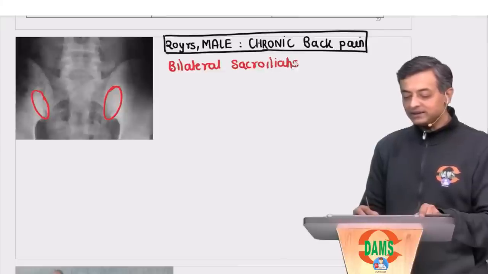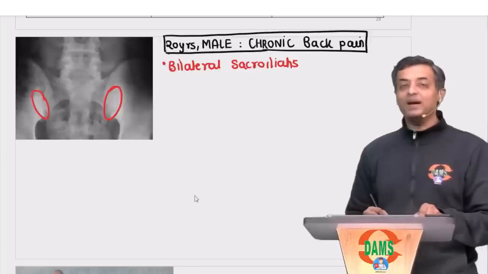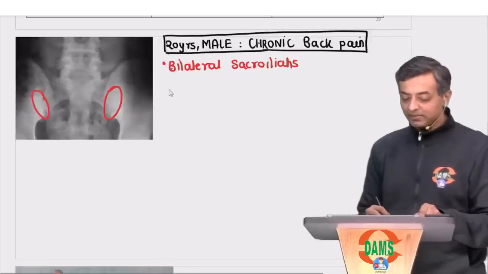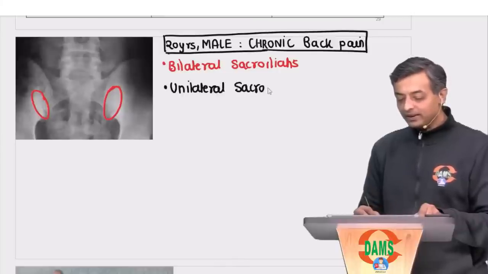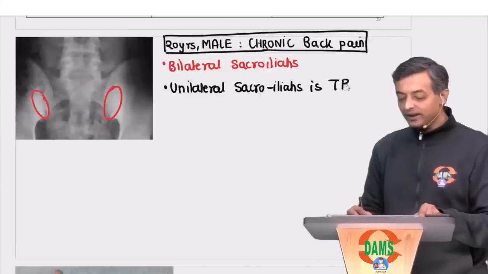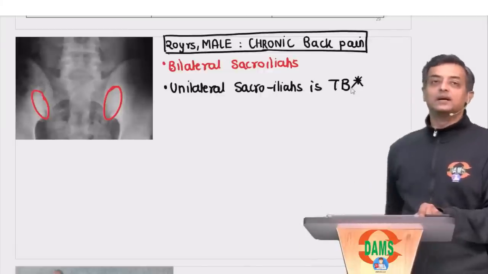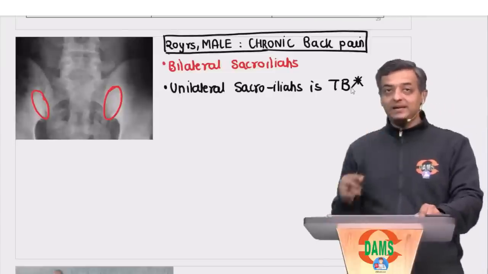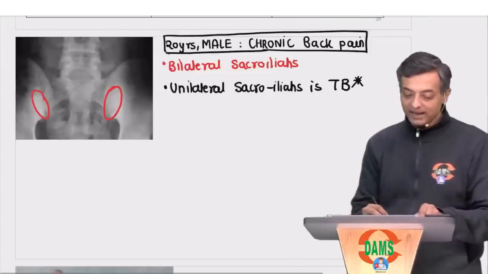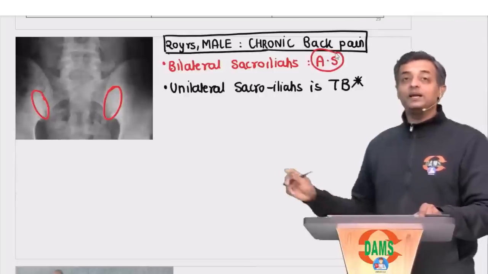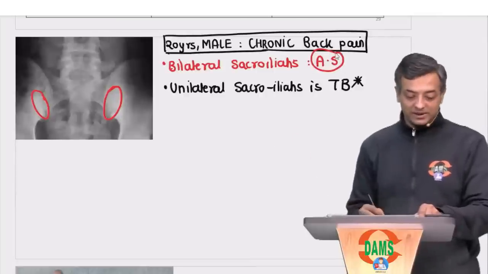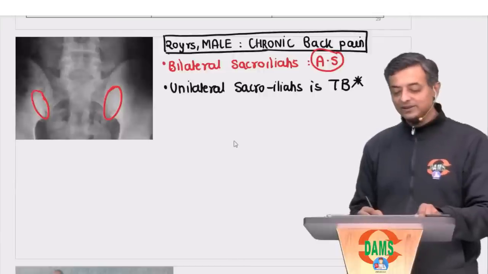Sacroiliitis is present, leading to the back pain. Please remember, in our country, unilateral sacroiliitis is not ankylosing spondylitis, it is tuberculosis. Bilateral sacroiliitis is ankylosing spondylitis. Unilateral is tuberculosis.